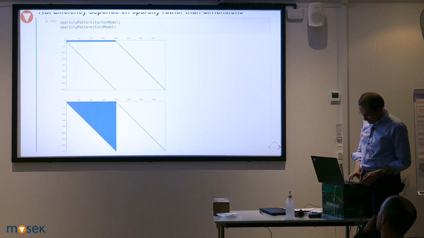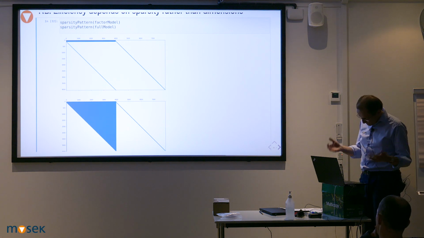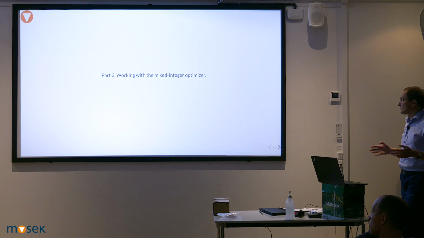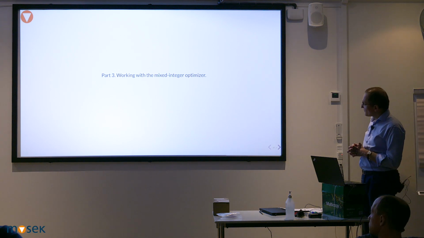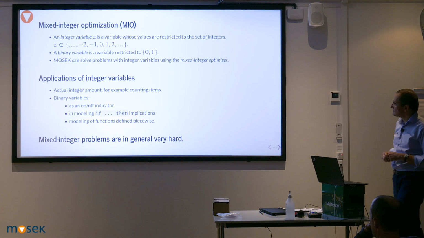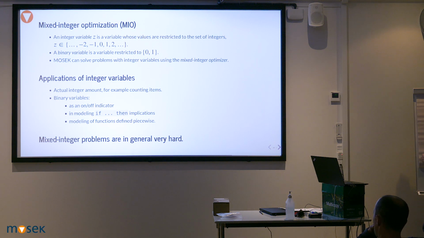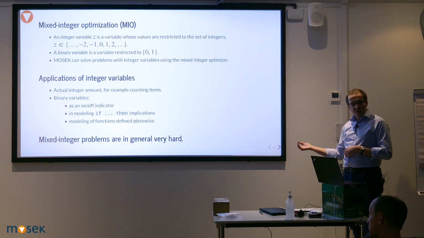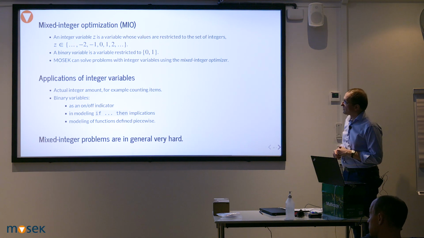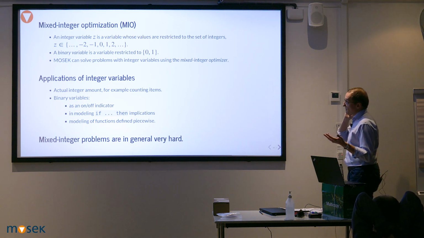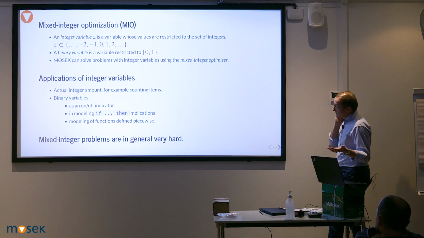So now maybe you have an idea of how to work with data with Mosek. And in the last part, I'll just mention very quickly the mixed integer optimizer. As I said, some of what I want to say was discussed in the questions after the last talk. Mixed integer optimization is of course an extension of what we did here, where you allow some variables to only take integer values. In particular, one of the most interesting cases is the binary case, where you restrict values to either 0 or 1.